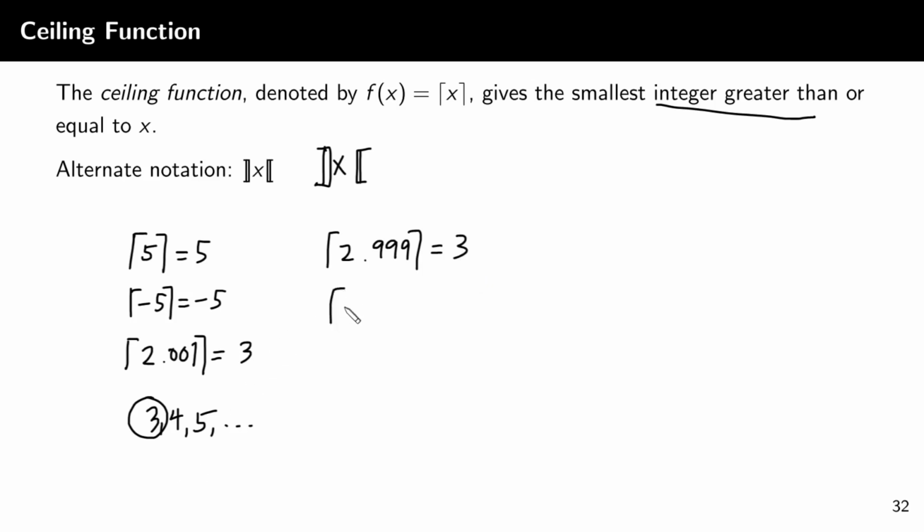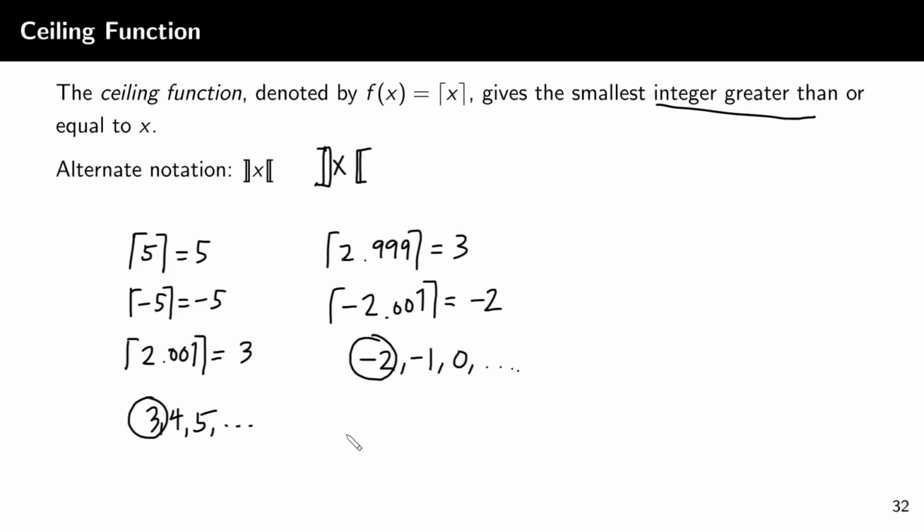Ngayon, kung negative 2.001 naman, ano yung mga integers na mas malaki sa negative 2.001? Well, negative 2 is greater than negative 2.001. Negative 1 is also greater than that. 0, and so on. Ang pinakamaliit sa kanila ay ang negative 2.